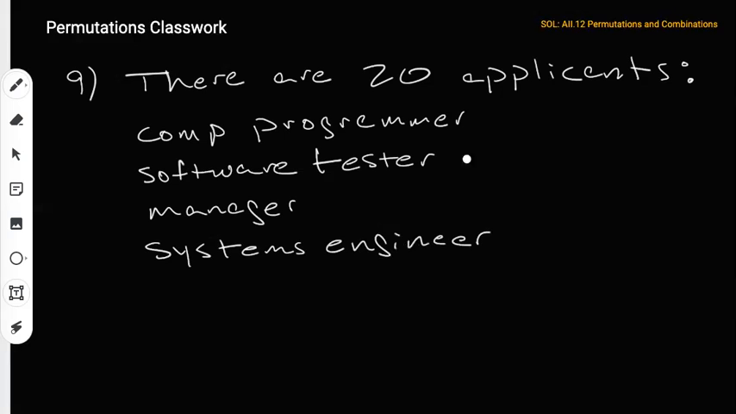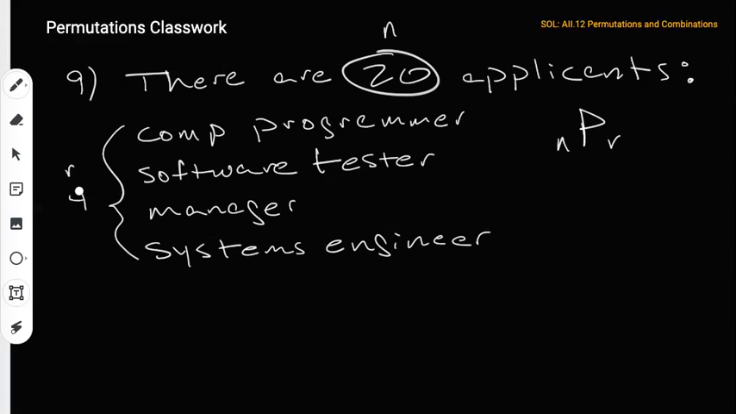So I have 20 applicants. That's going to be my total number n. But then my r number is going to be these 4 jobs. So that's going to be my r value. So n permutation r is going to give me 20P4.